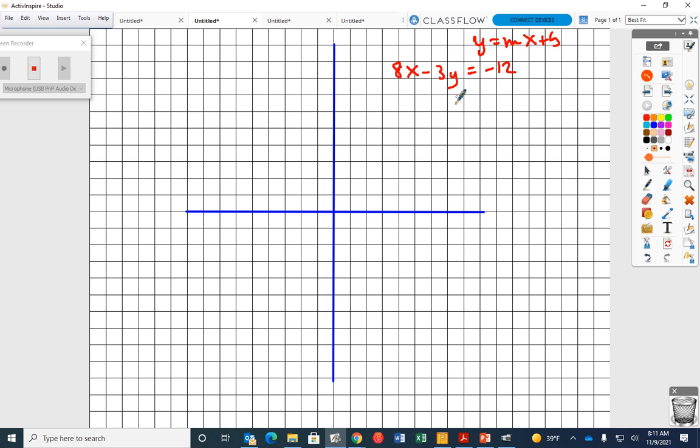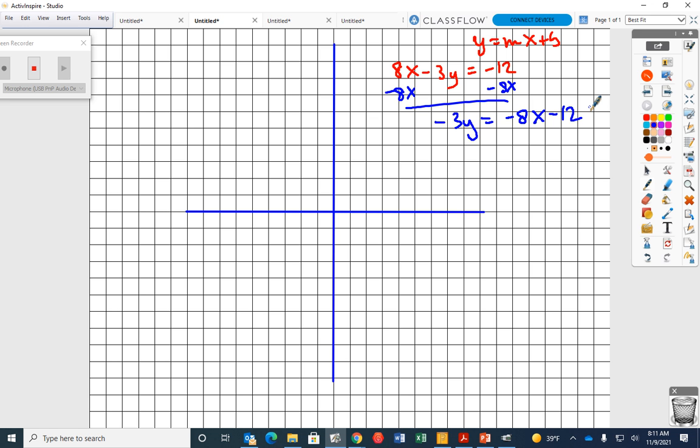So somebody tell me, what's the first thing I need to move here? Trey? Yeah, get rid of that 8x, and I have to take it away from over here too. So those cancel. I'm left with negative 3y equals negative 8x minus 12. Now, why did I put that negative 8x in front of the negative 12? Sam? Because that's where the slope falls, right?